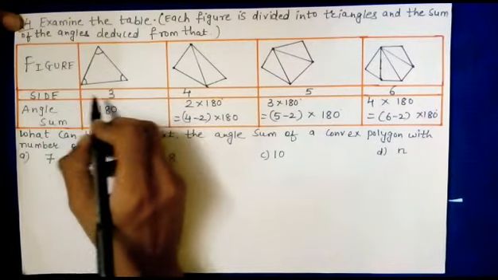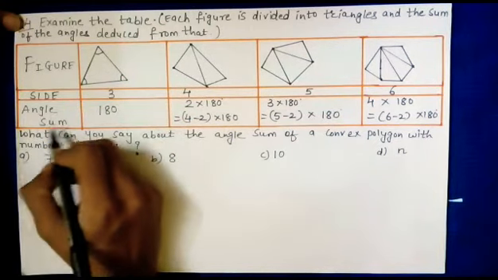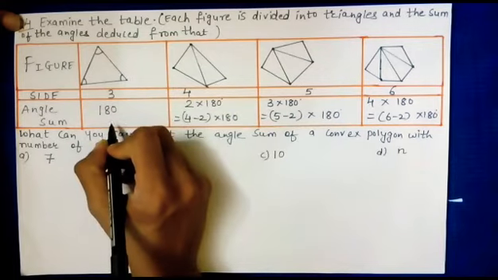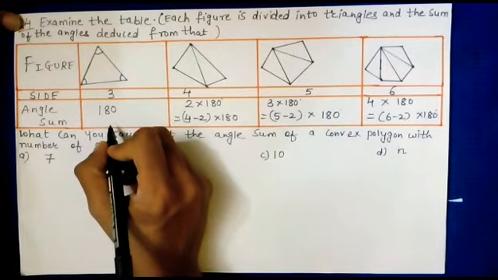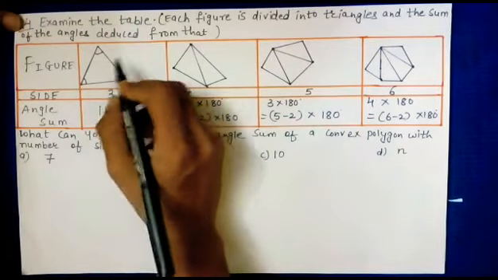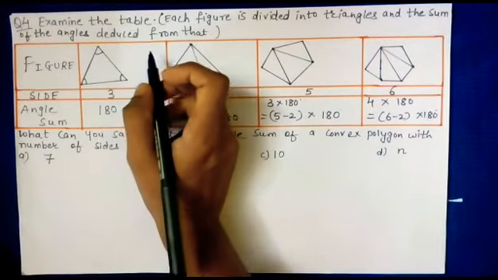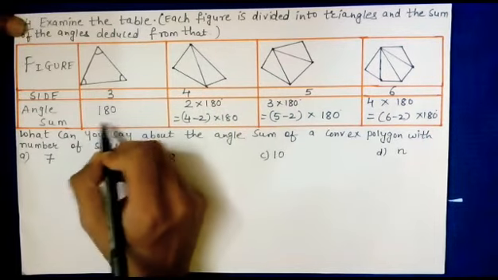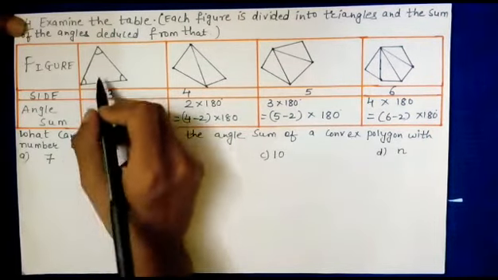So how many sides are there? 3. So what will be the angle sum? The total of 3 angles of a triangle will be 180 degrees. We have already seen the angle sum property of a triangle. So the angle sum property of a triangle is that the total is 180 degrees. So for a triangle it is easy. The total is 180. Angle sum of a triangle is 180.